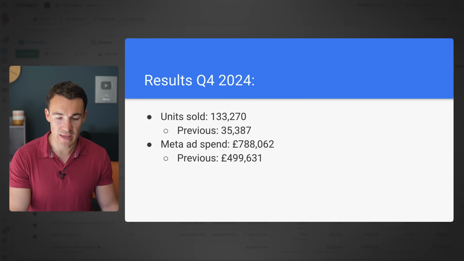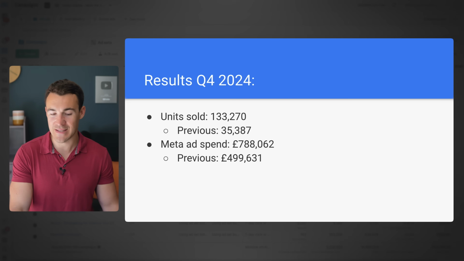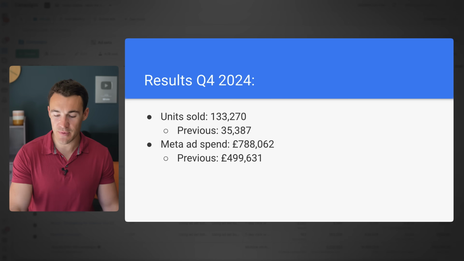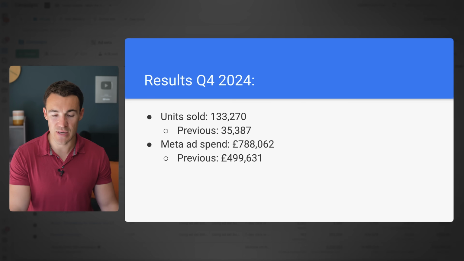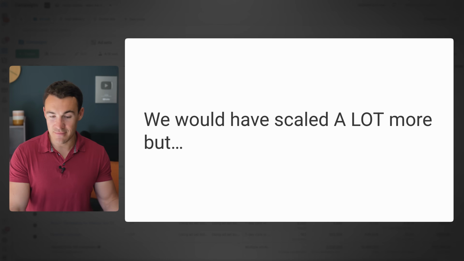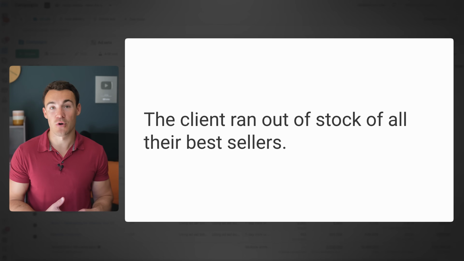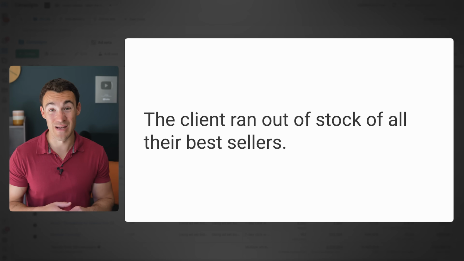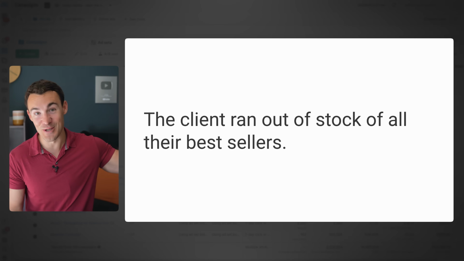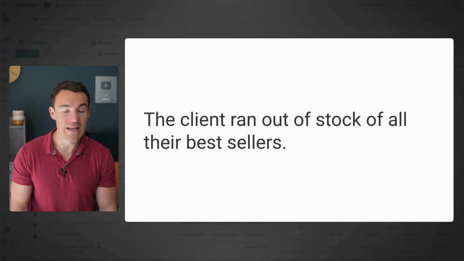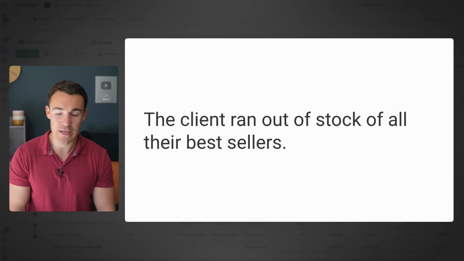Now, you might be thinking, if these results were so fantastic, why did you only increase the amount spent by £288,000? And that is a very obvious question to ask. We would have scaled a lot more. The client ran out of all stock of their bestsellers, which is not surprising, really. When you sell an extra 100,000 units in Q4 2024 versus Q4 2023, they didn't have that much stock. So they completely ran out of stock.